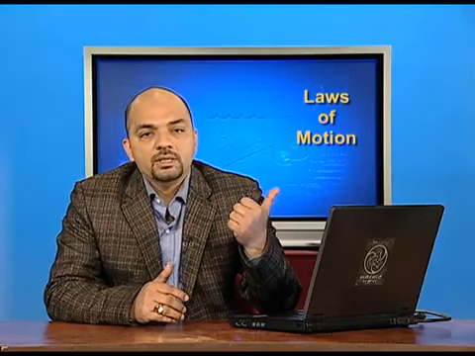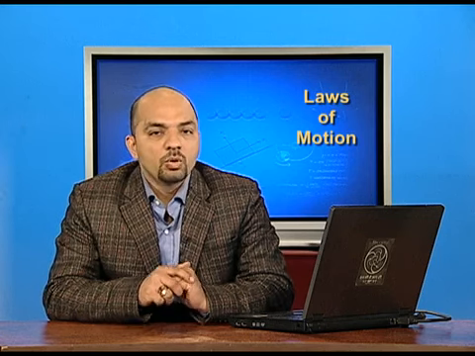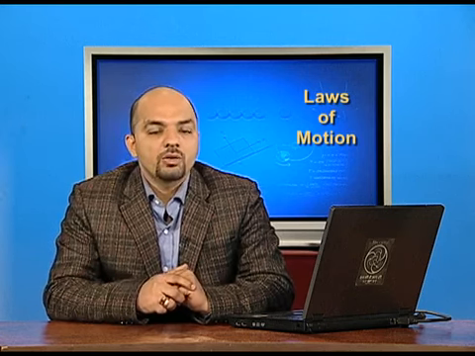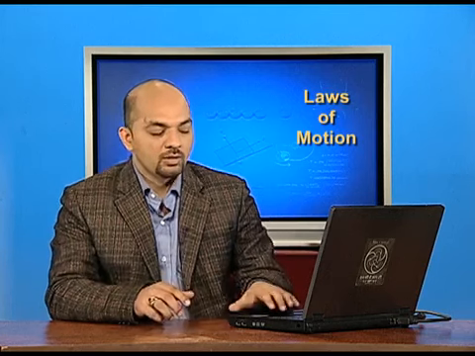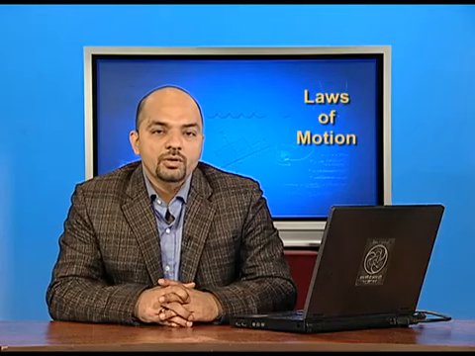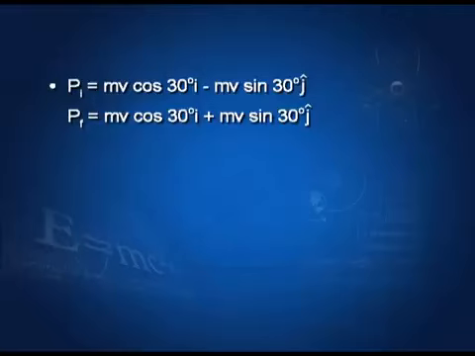Let us repeat our previous numerical. We have a ball of mass m moving with velocity v. If the angle of incidence is 30 degrees with the vertical, then resolving the linear momentum Pi into its rectangular components, Pi equals mv cos 30 along i minus mv sin 30 along j, and after collision the linear momentum Pf equals mv cos 30 along i plus mv sin 30 along j.